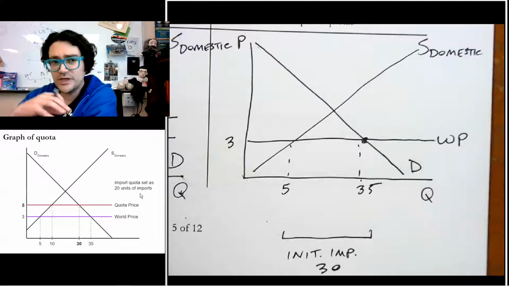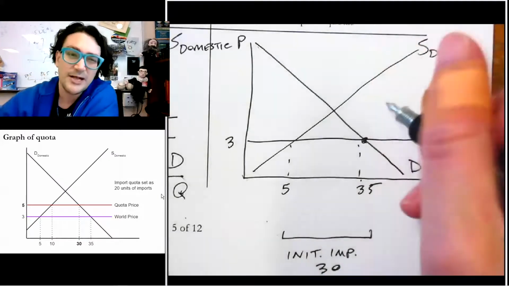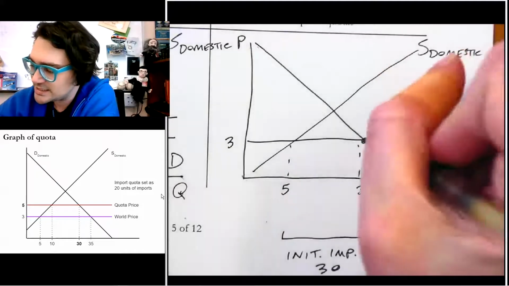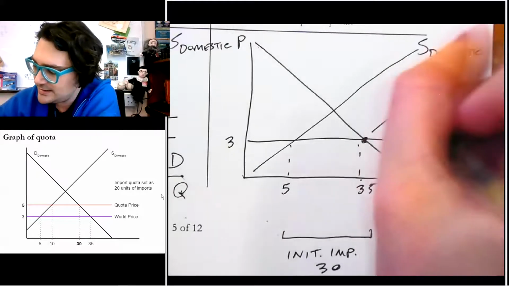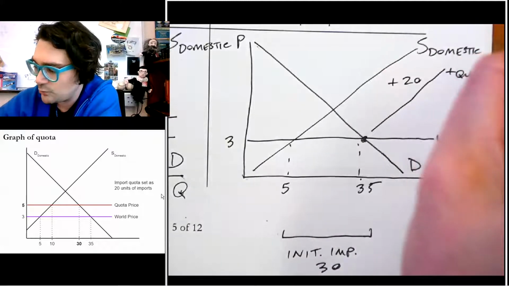Now, I'm not going to show you the entire thing. It's a little bit scarier than we really want it to be. But I'll go ahead and draw it for you because I know you're not going to be that scared. What it actually does is it creates this second line that's like plus 20 that way. So that's like plus the quota.